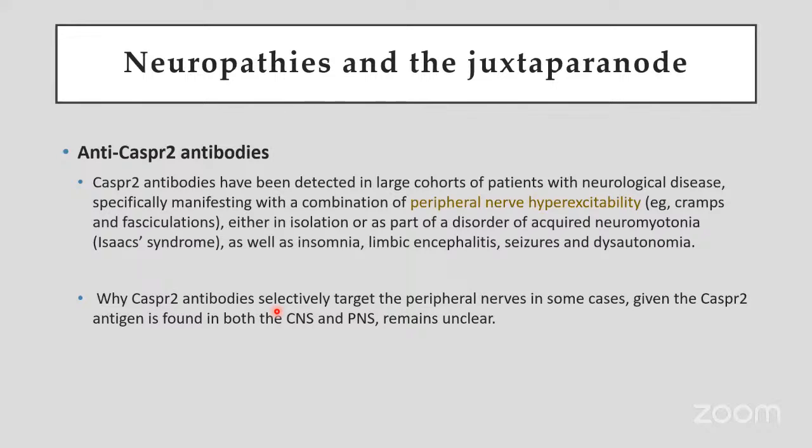They specifically manifest with a combination of peripheral nerve hyperexcitability, that is cramps and fasciculation, either in isolation or as a part of a disorder of acquired neuromyotonia, that is Isaacs syndrome, as well as insomnia, limbic encephalitis, seizures, and dysautonomia. Why Caspr2 antibodies selectively target the peripheral nerves remains unclear.